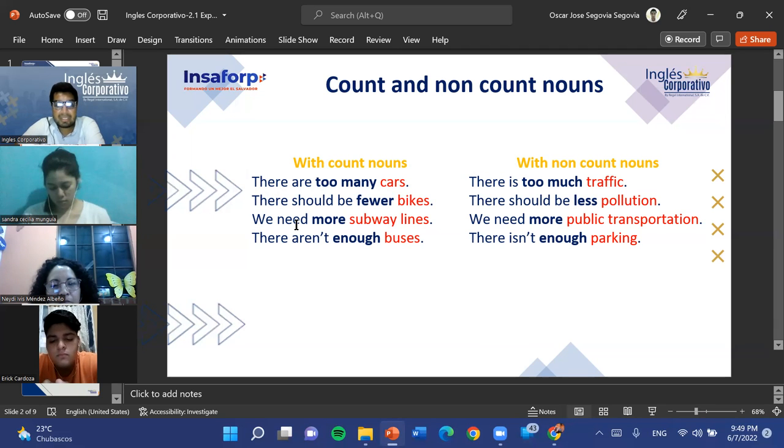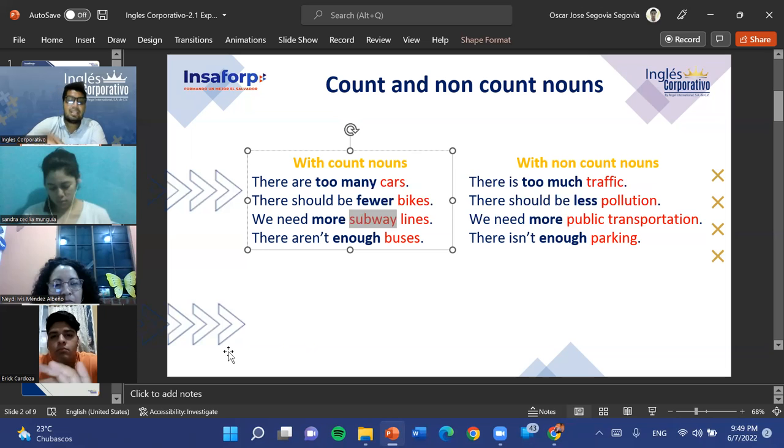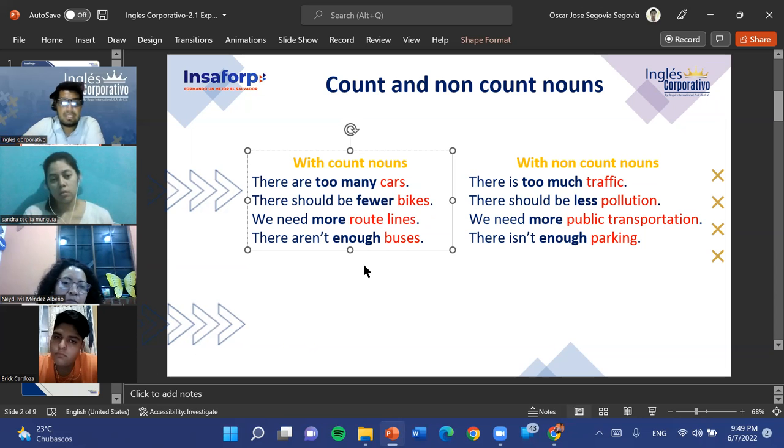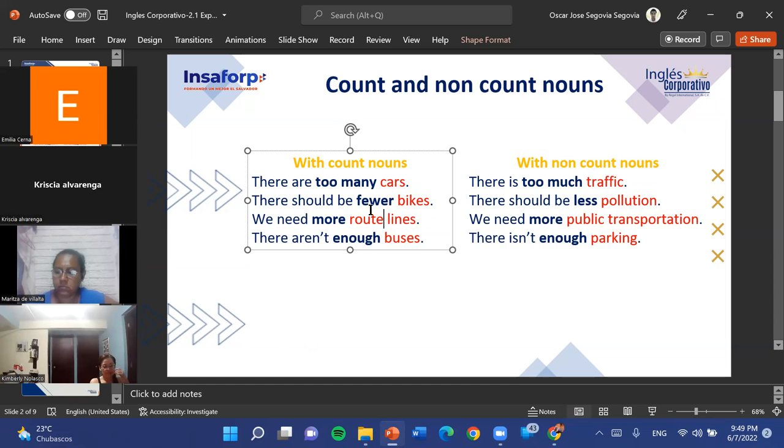All right, the next one is, we need more subway lines. Now, in our country, we don't really have subways. So here we can mention, for example, that we need more route lines, sí, o sea, más líneas de buses. Now, would you say that is a necessity for a country, Maritza de Villalta? Do you think that we need more buses? ¿Necesitamos más buses, más rutas de buses? Yes, teacher, and really more bus lines.